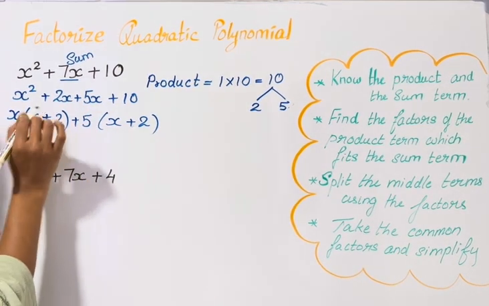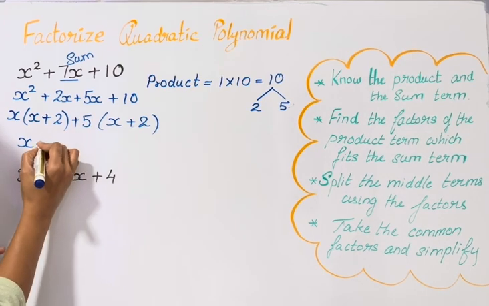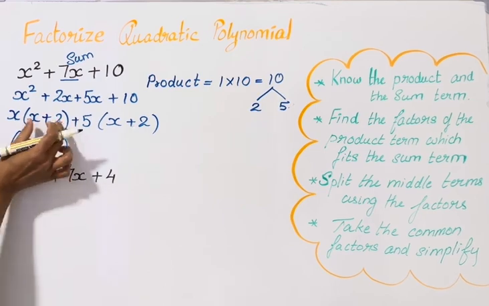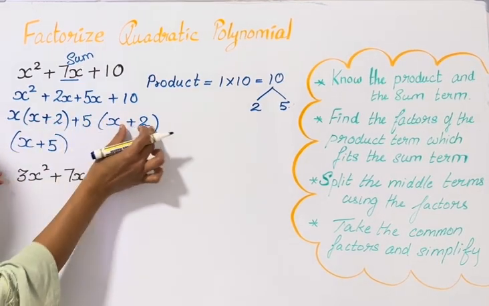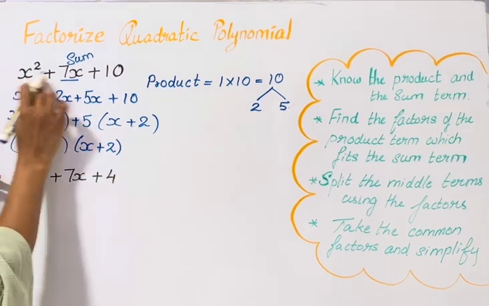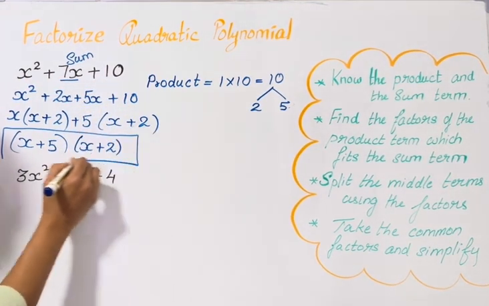Now the factors are x plus 5, which is one factor, and then the common one that appears, which is x plus 2. So this polynomial is factorized and the factors are x plus 5 and x plus 2.